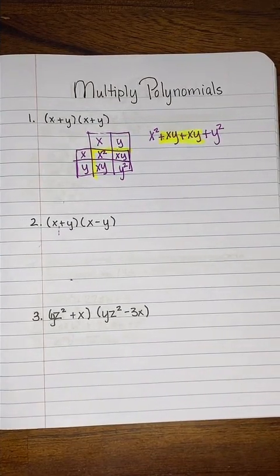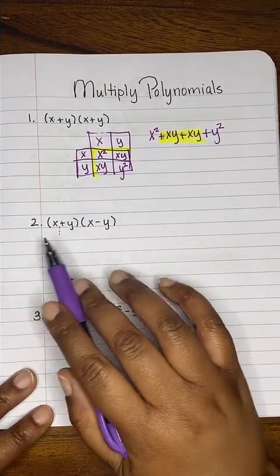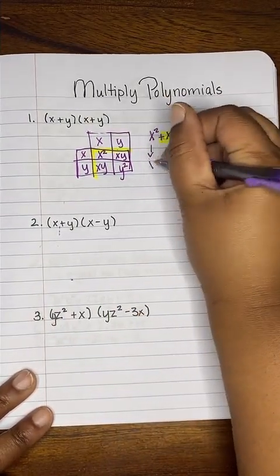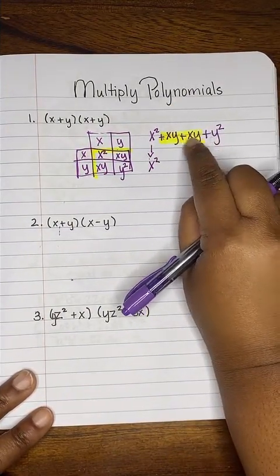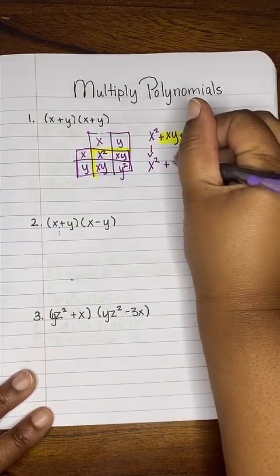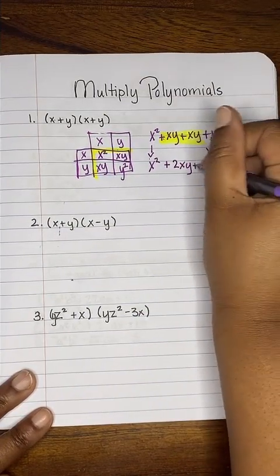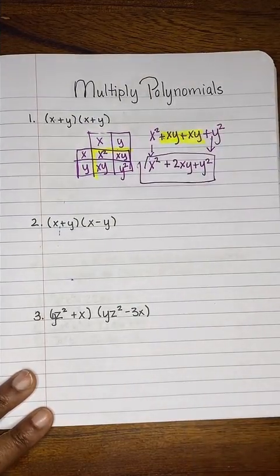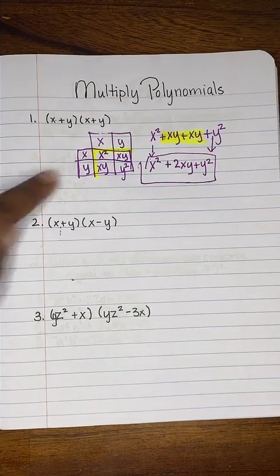You might get it if we do it the other way with FOIL, which I'm going to show you down here. So don't give up, don't leave. I'm going to show you a different way. We drop down here and we have x squared, and then 1xy plus 1xy is plus 2xy, and then we drop down plus y squared. And this is our trinomial. That is how we multiply, using the table method.